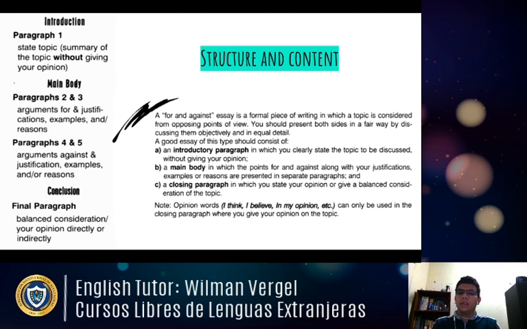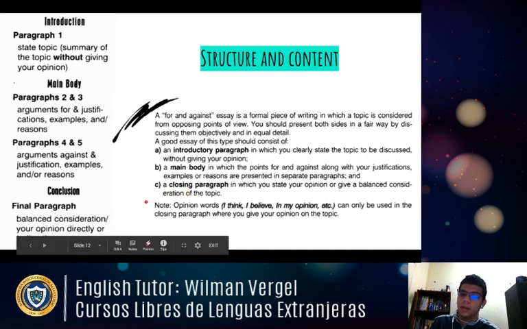A good essay of this type should consist of, as I was explaining to you, letter A, an introductory paragraph in which you clearly state a topic to be discussed without giving your opinion. B, a main body in which the points for and against, along with their justification, examples of reasons, are presented in separate paragraphs. And a closing paragraph in which you state your opinion and give a balanced consideration of the topic. It's basically the same as what I was just explaining to you.